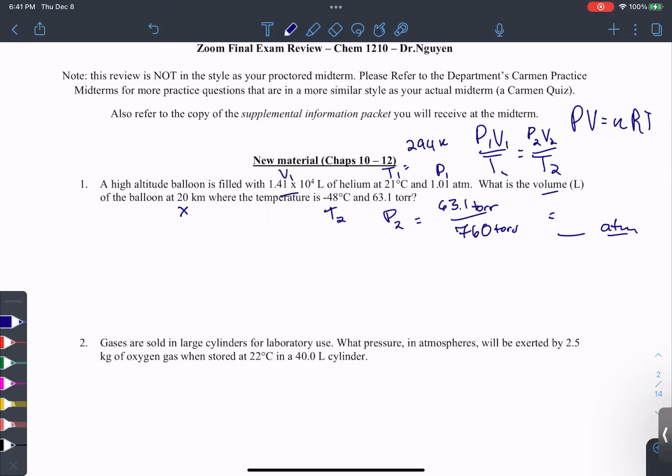All right. Okay, I'm not going to do the math. You see, it's just plug and chug. You just need to make sure your V's match, your P's match, and your T's are in Kelvin. That's it. Okay. So let's look at the second one.